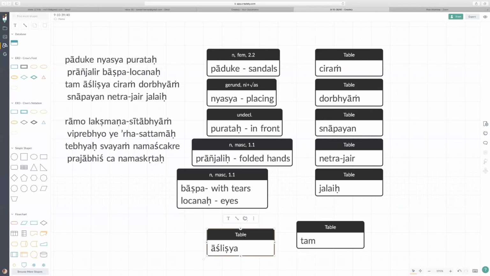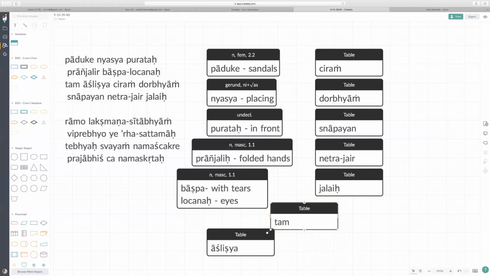Next, tam aslishya. Okay, let's do tam. That's a pronoun. Who can tell me the original pronoun? 2-1. Saha? No, saha is masculine. Before the pronoun assumes any gender, in its primordial form, it is tad. Tam is masculine 2-1, and saha would be the 1-1 masculine. So, him.